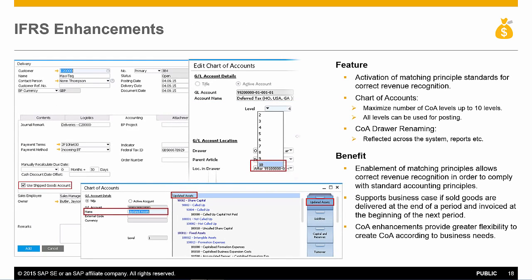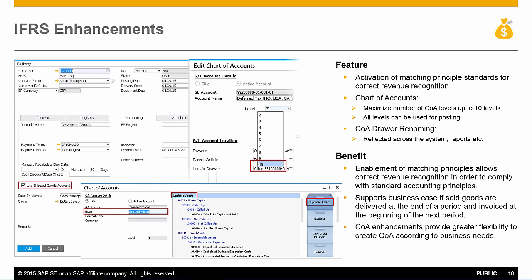There are also a number of IFRS enhancements that are implemented to support revenue recognition at point of sale when the buyer takes over the ownership of goods. Revenue can be recognised if it is relatively certain that a company will receive payment for the goods sold. We've now activated matching principle standards for correct revenue recognition.